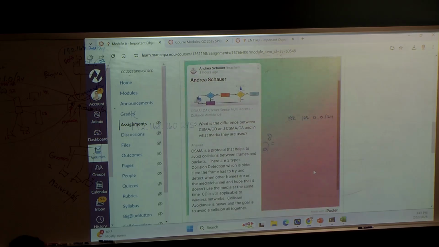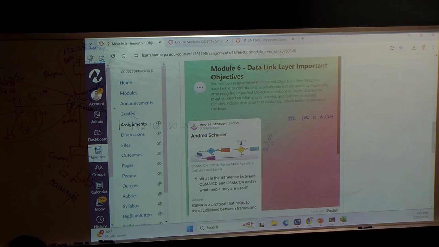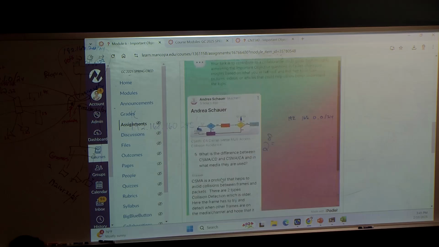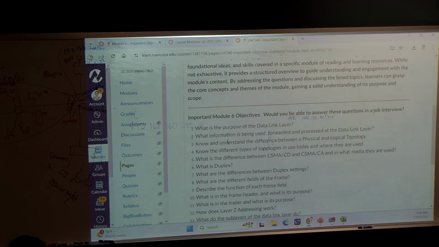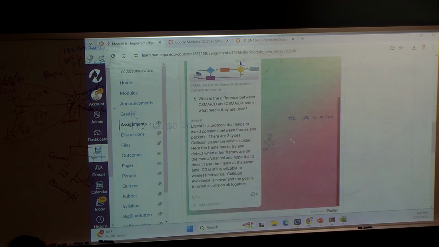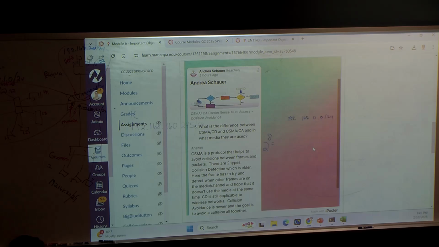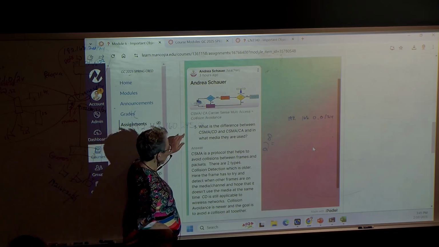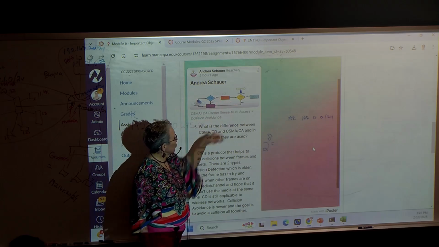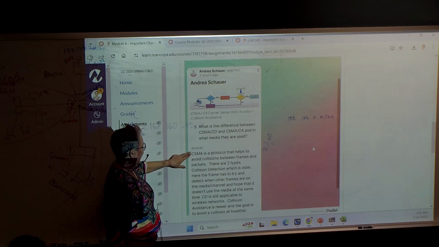So here's an example. You're going to be assigned one of the important objectives. So you'll add the question, and then you're going to answer the question. I was assigned question number 5. What is the difference between CSMA CD and CSMA CA? And in what media are they used? So I started answering this question. I'm going to finish it and add a little bit more. I've also included a little picture. And then I started writing.